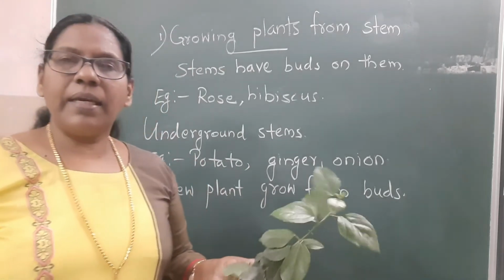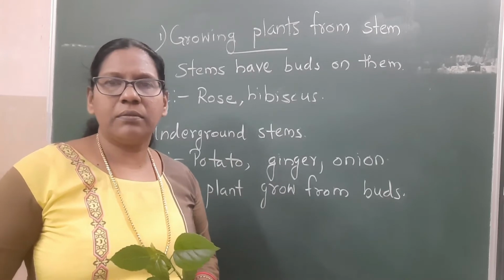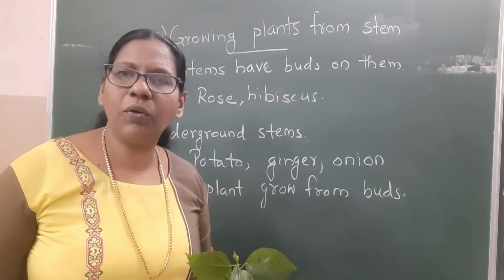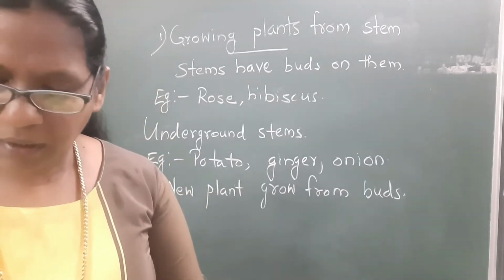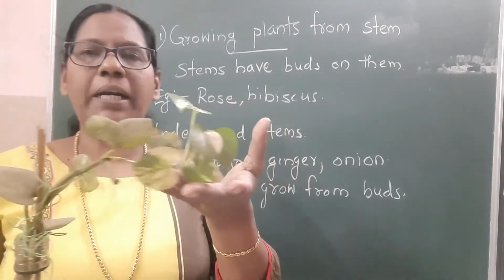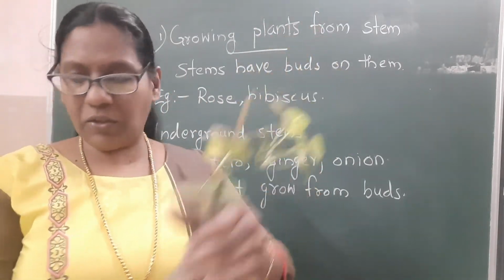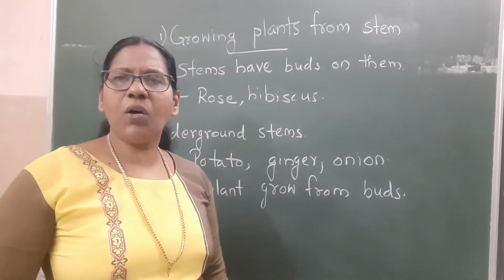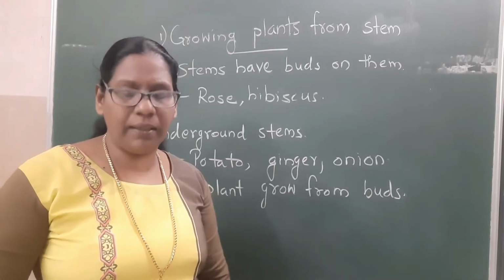And there are some plants we can grow even in water. For example, money plant we can grow in water. See here, this is a money plant and it is grown in the water. This is already grown and it has so many roots. So this is how we grow a new plant from a stem or from a cutting.